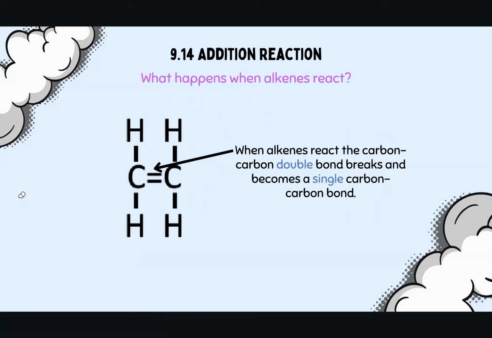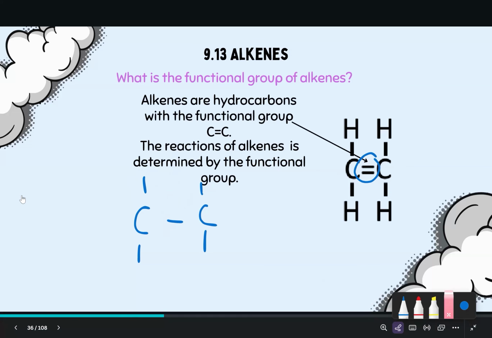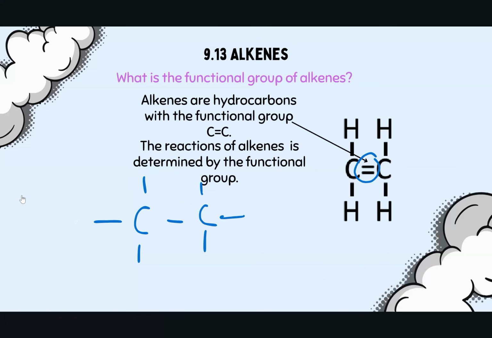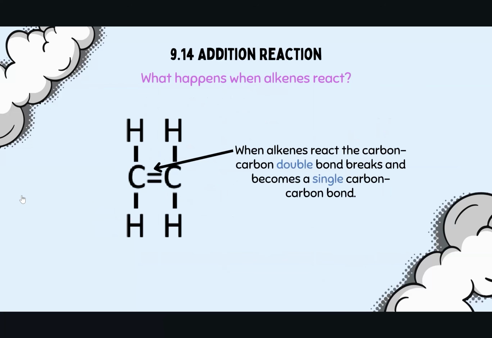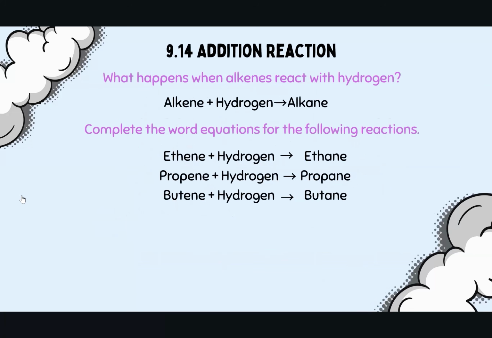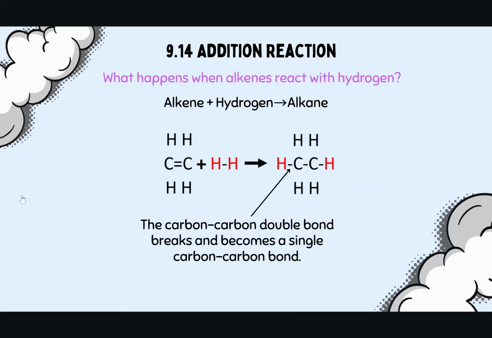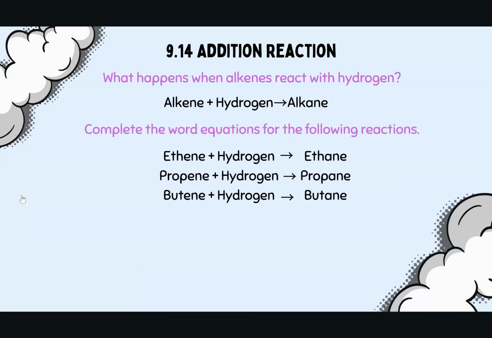Now, if the double bond is broken, how many more bonds can that carbon now make? It can make an additional bond here, and it can make an additional bond here. So it can make these two extra bonds. So when alkenes react, the carbon-carbon double bond breaks and becomes a single carbon bond. What that means is it can then react with other chemicals. So this is essentially what happens. I'll show you here.